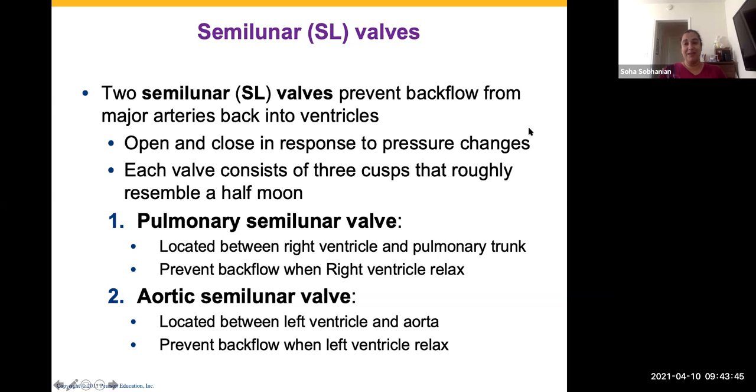The answer is pulmonary trunk, guys. Remember, the superior and inferior vena cavas are coming into the heart, into the right atrium. They're not coming out of the heart. So the correct answer is that the blood vessel coming off of your right ventricle is your pulmonary trunk.